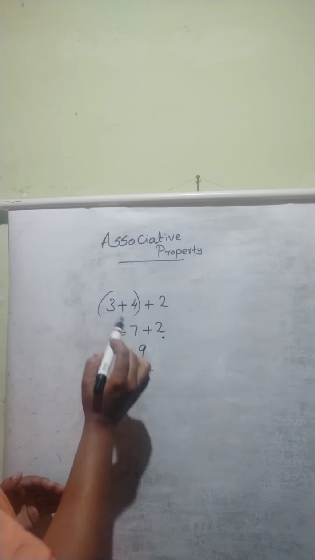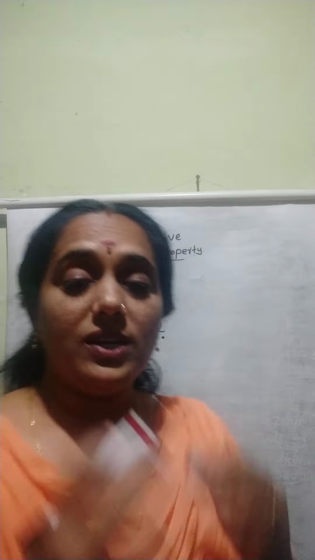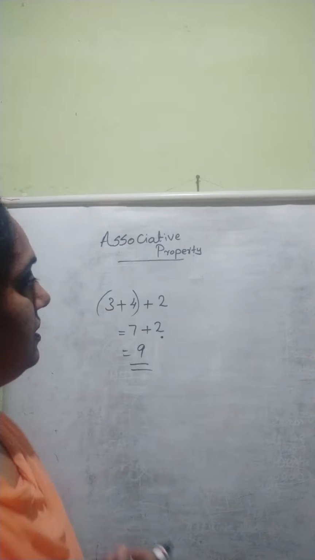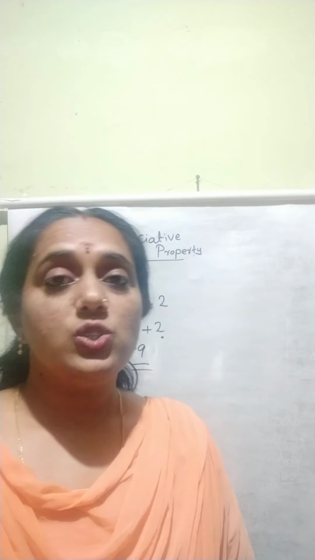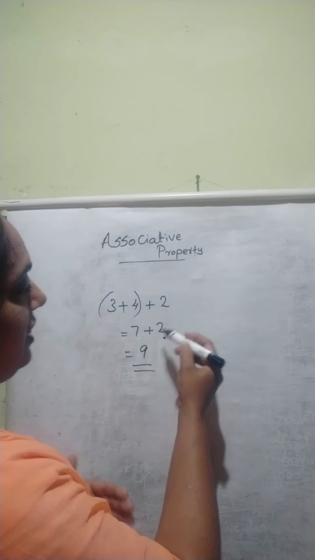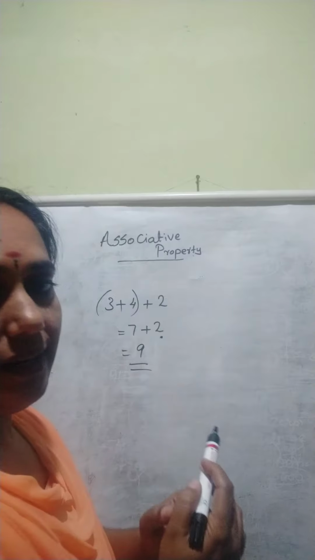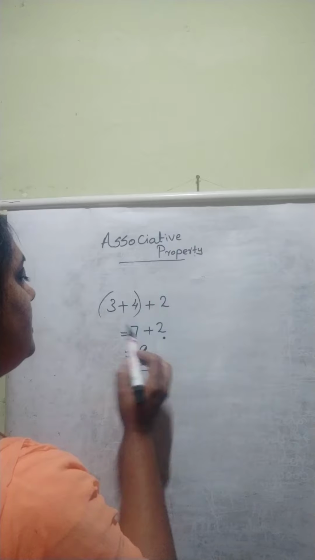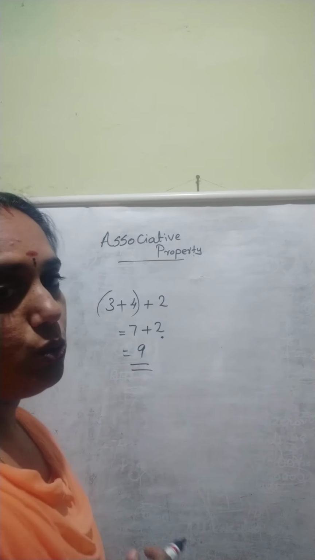The bracket was around 3 and 4. First, what is there in the bracket? That calculation we have to complete first. That means the order is BODMAS: bracket, division, multiplication, addition, and last subtraction. So here in the bracket, it is 3 plus 4. First we have to do 3 plus 4, that is 7. Then add what is outside, that is plus 2. So we add 2 with this 7. 7 plus 2 is equal to 9.